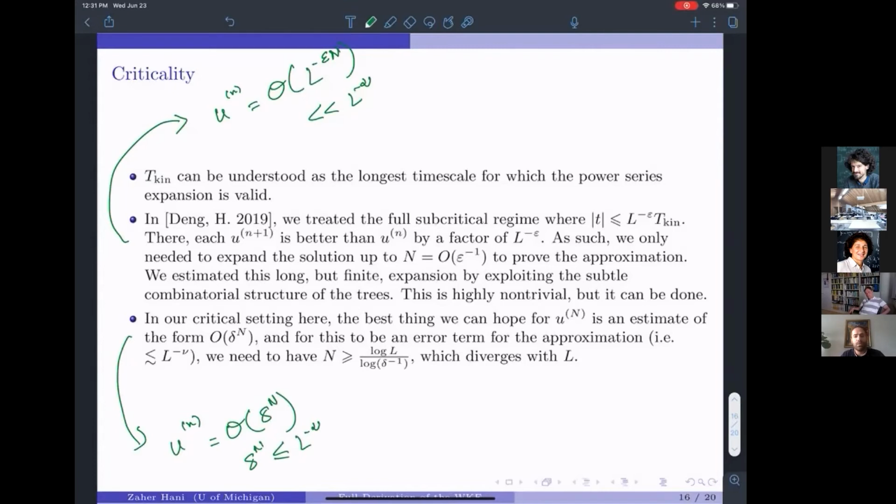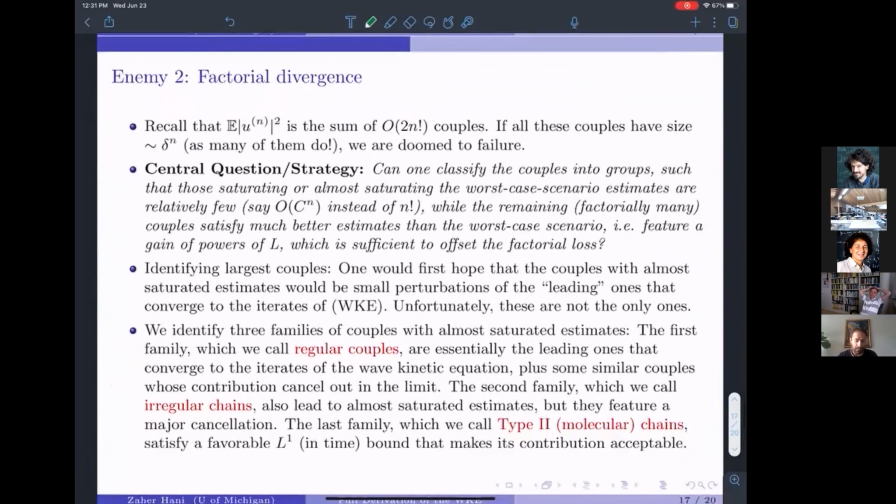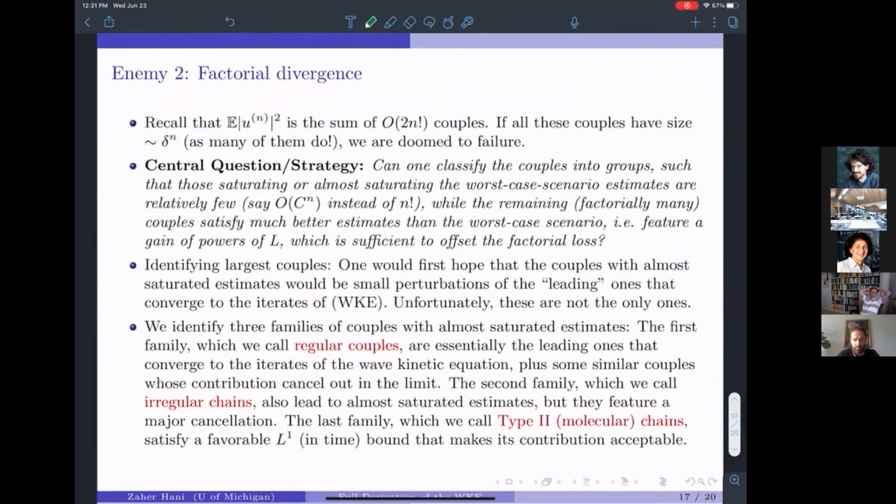We expand the solution up to the log L-th iterate and estimate the remainder. So we'll take n to be like log L, maybe a power of log L, but that's it. This is one way we overcome this criticality problem.